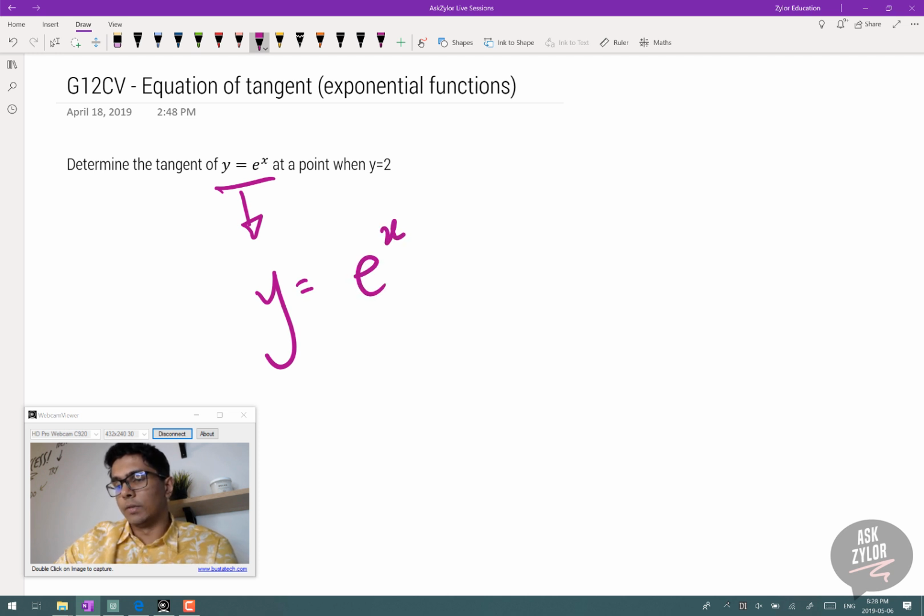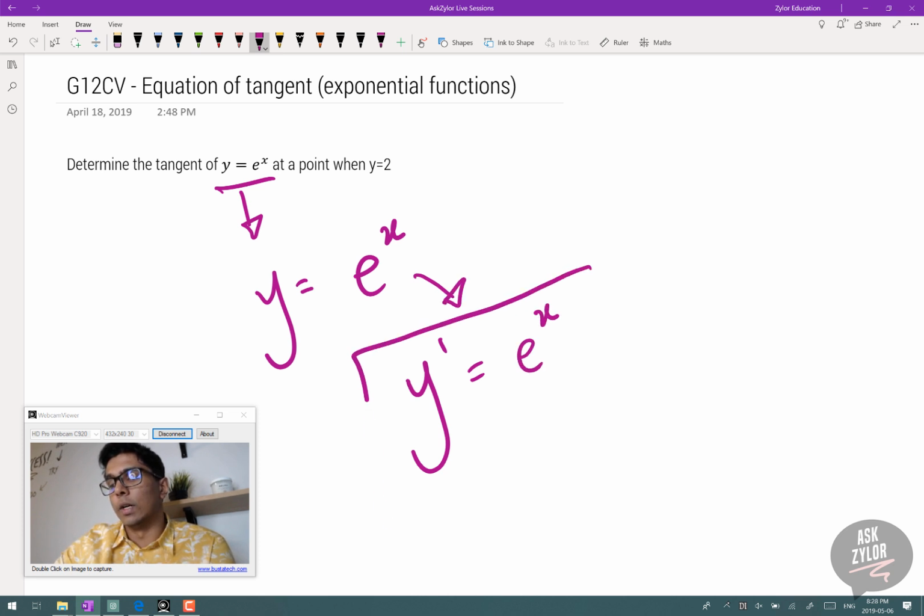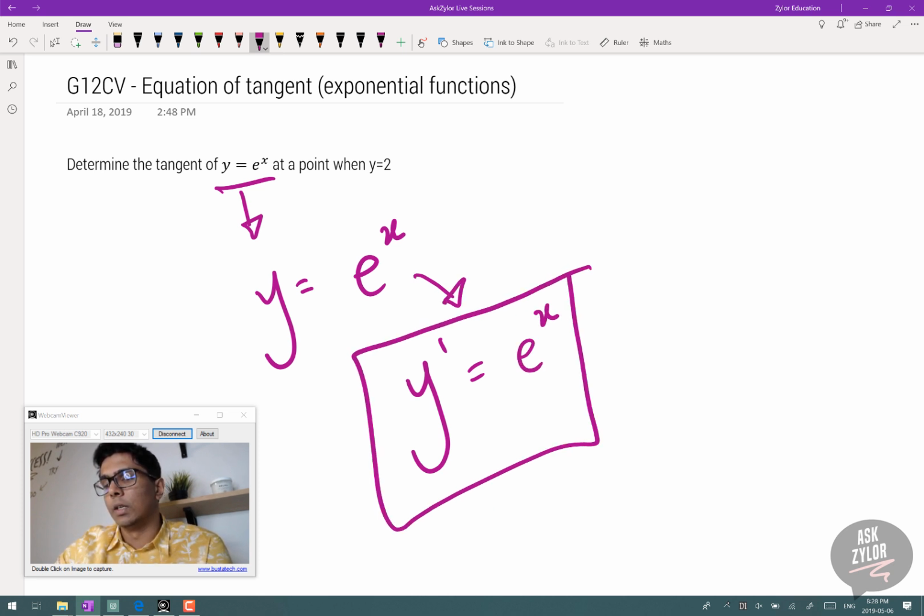So y is e to the x. So y prime is going to be the same, because e^x is a special function where the derivative of that is going to be the same as the initial function, which is just e to the power of x.